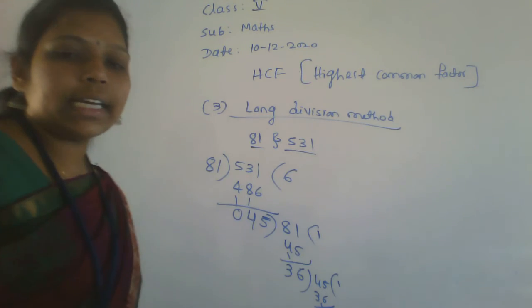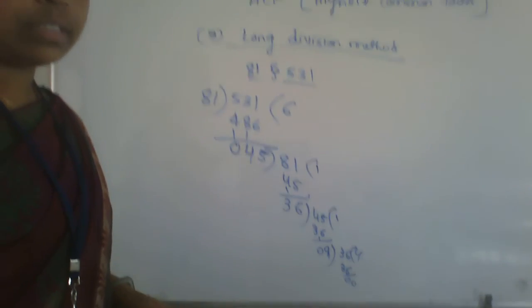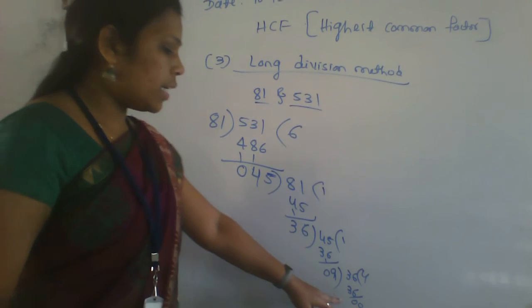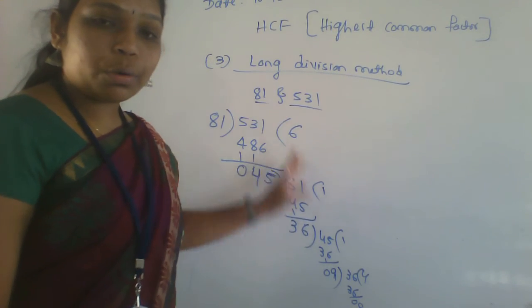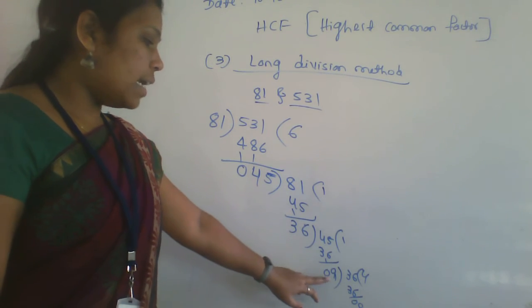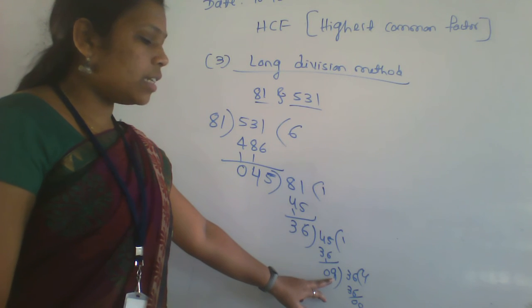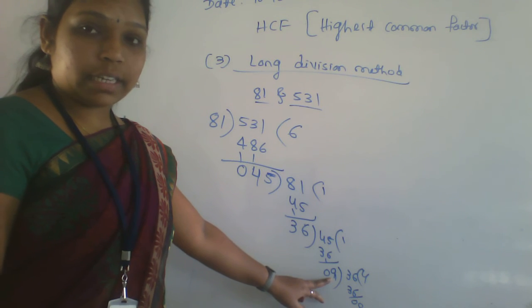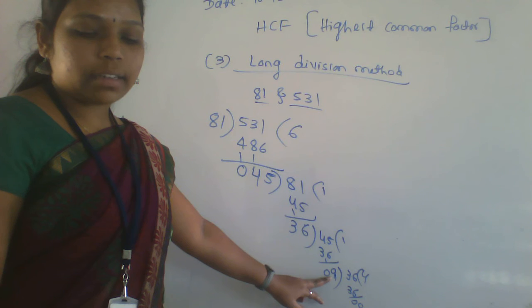Okay, till you get a remainder of 0, you have to do this division. And at the end, last, which one is the divisor here? 9 is the divisor, right? So what is the answer here?